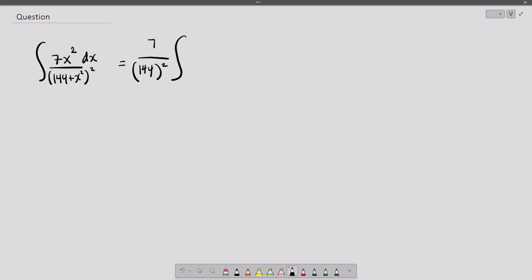We can factor out the 7 also. And when we factor out the 144, the power has to come with it. So if it was a square root, it would be a square root of 144. If it's a square, the square comes with it. So whatever the power is there has to come with it. And when we pull that 144 out, we have 1 plus. There is no 144 here, so it puts a 144 there.